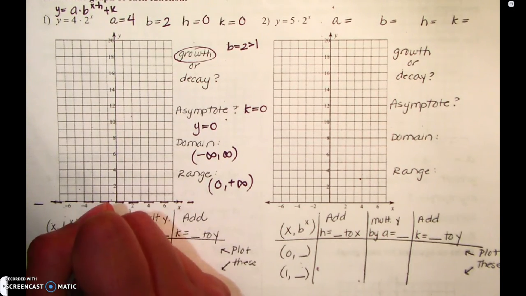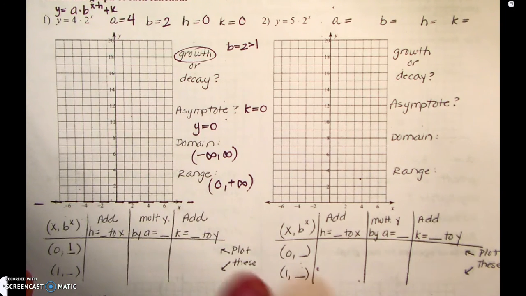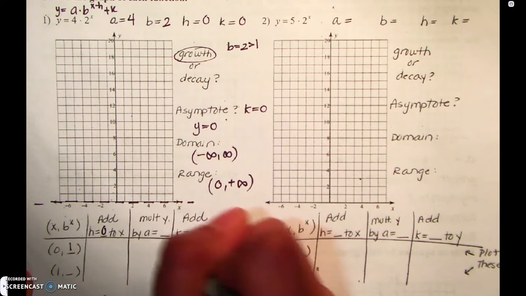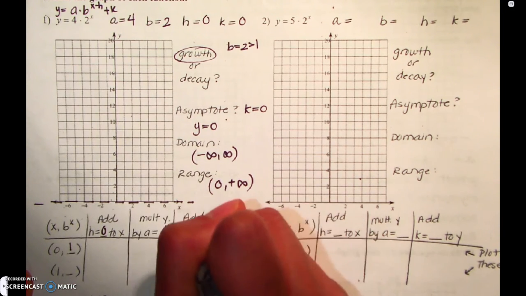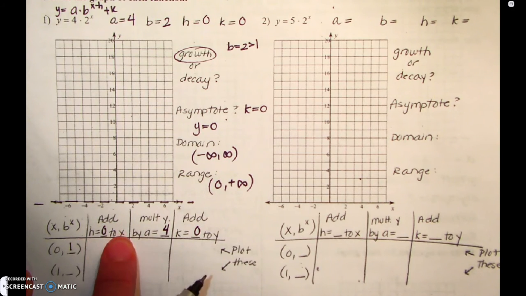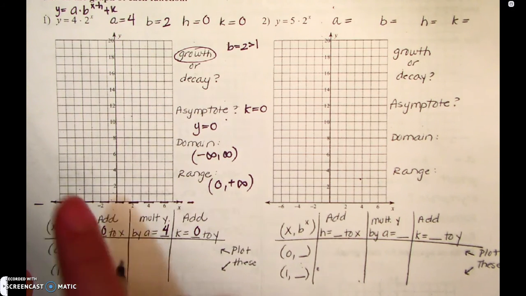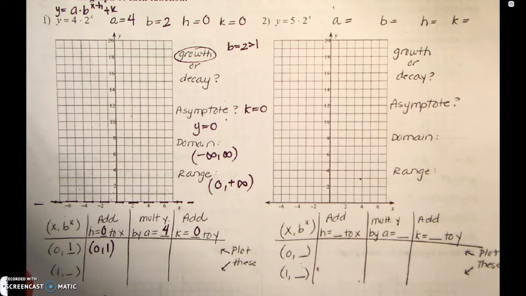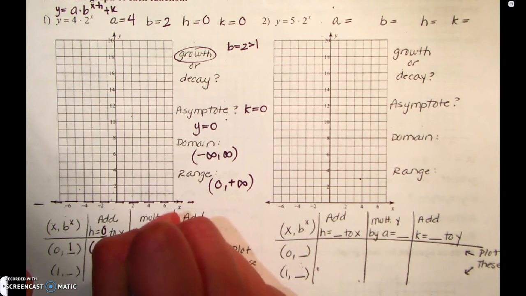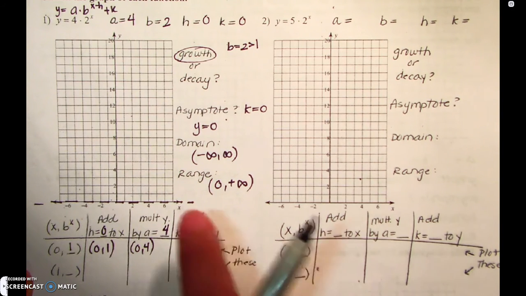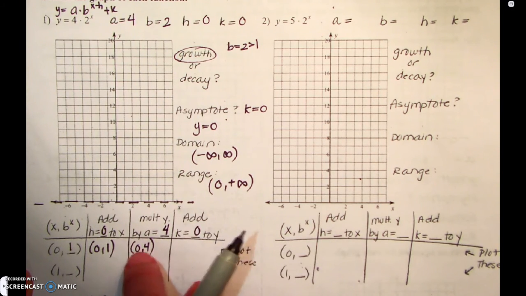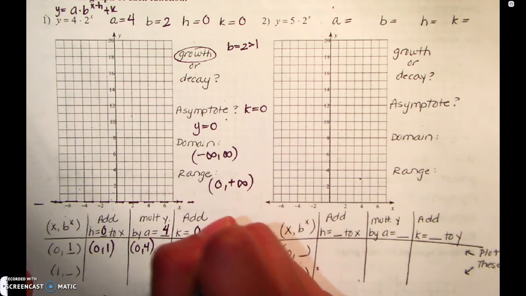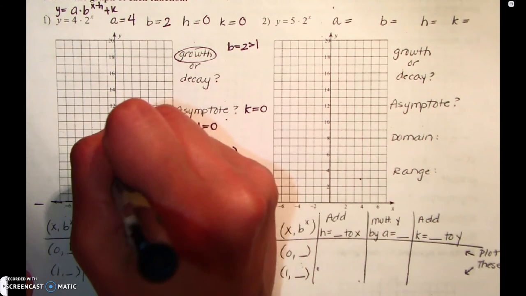So if I have 0, 1, that is always what we start off with. H in this case was 0, A was 4 and K is 0. So it says add H equals 0 to X. In this case this is X and this is Y. So if I add 0 to 0, I'm still left with 0, 1. If I multiply the Y value by 4, I have 1 times 4, which gives me 4. I'm going to add 0 to Y. 4 plus 0 is just 4. So I'm going to go ahead and plot 0, 4.